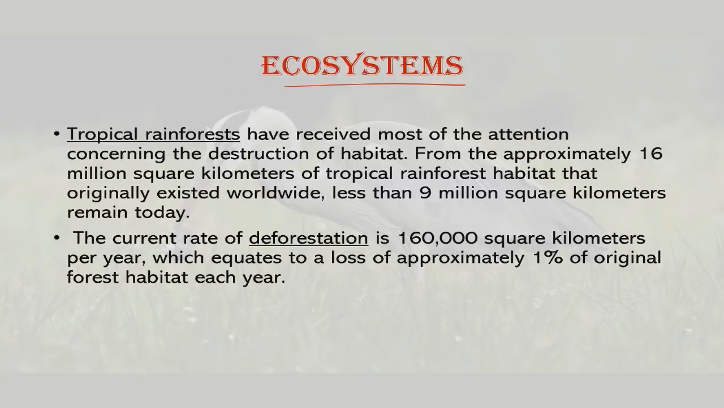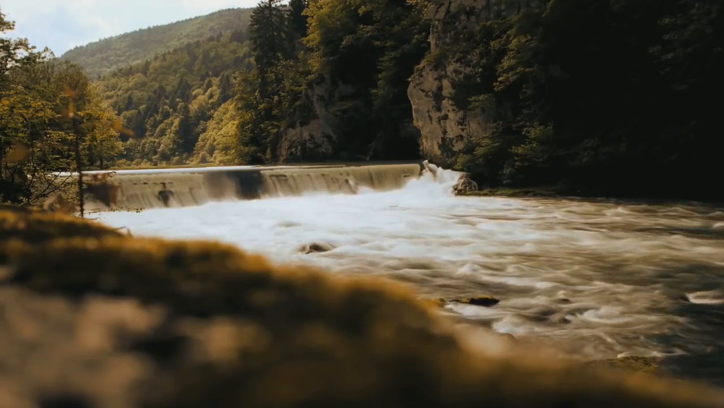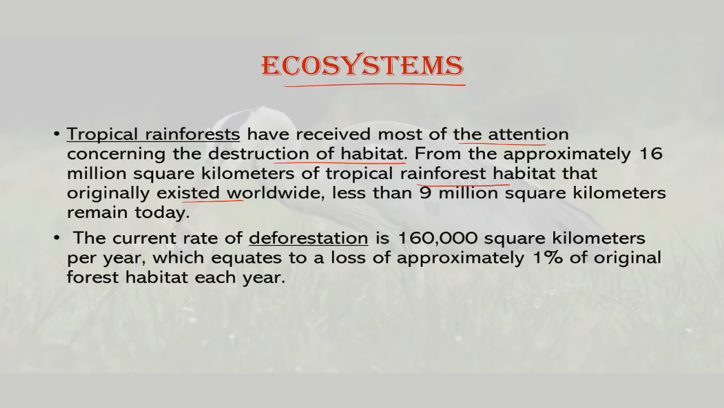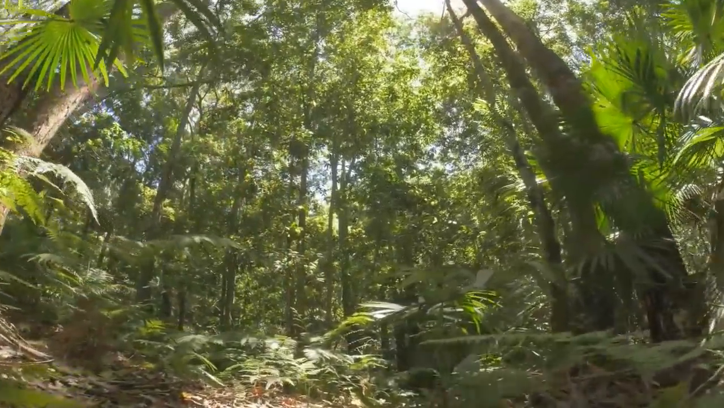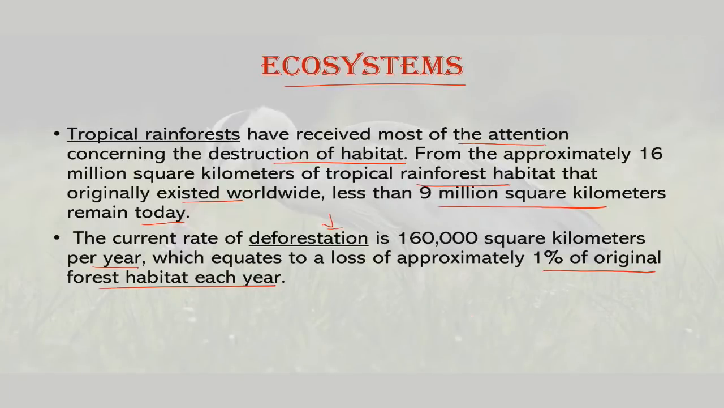Now taking a look at the ecosystems, tropical rainforests have received most of the attention concerning the destruction of habitat. From approximately 16 million square kilometers of tropical rainforest habitat that originally existed worldwide, less than 9 million square kilometers remain today. The current rate of deforestation is 160,000 square kilometers per year, which equates to a loss of approximately 1% of original forest habitat each year. Other forest ecosystems have suffered as much or more destruction than tropical rainforest.